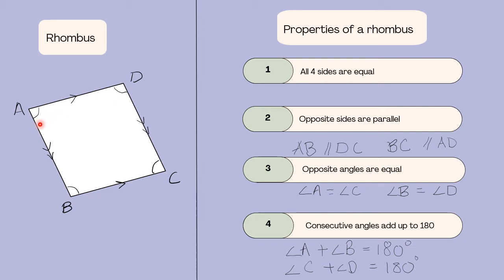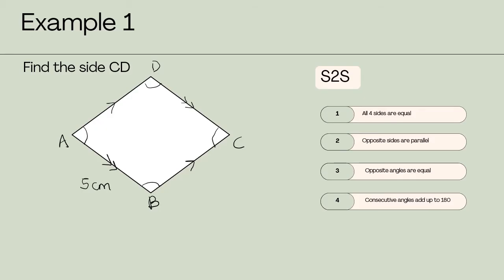Apologize for that. So angle A equals angle C because the opposite of A is C. Angle B equals angle D because the opposite of B is D, and vice versa. The last property of a rhombus is consecutive angles add up to 180 degrees. Let's jump right ahead to our learning objective for today, which is finding unknown sides and unknown angles in a rhombus.